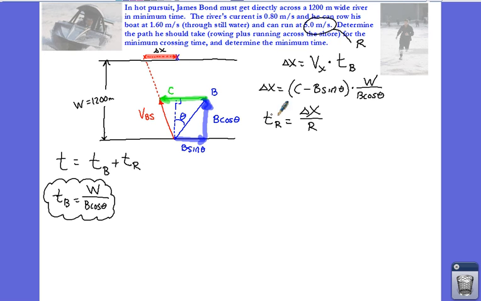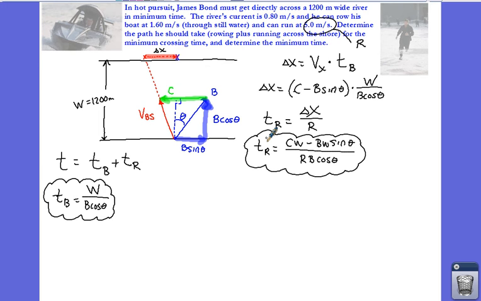And finally, if I want to get t sub r written, let's clean that up a little bit. T sub r would be equal to (CW minus BW sine theta) all over, we've got B cosine theta and an R in there, so R B cosine theta. And so there's t sub r, another value for time that's dependent on the angle that we choose.